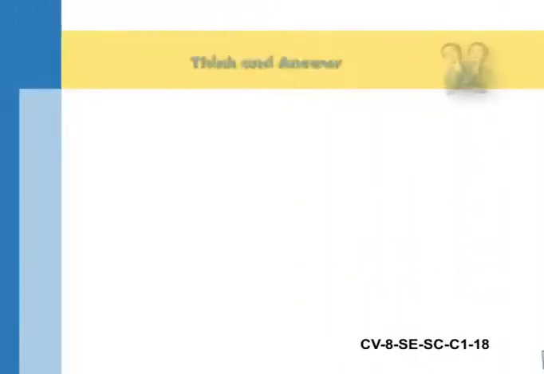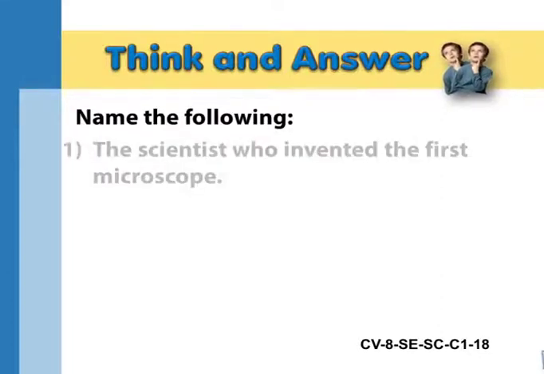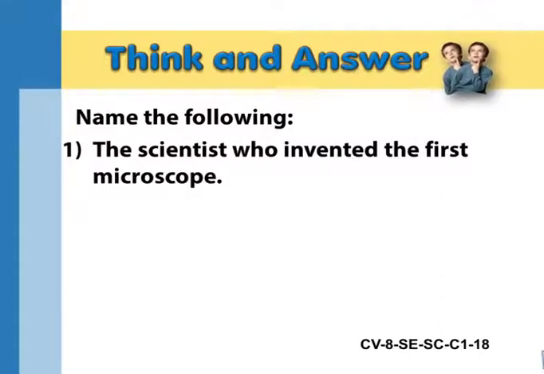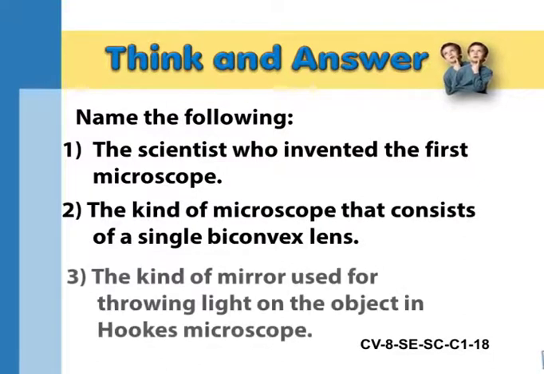Now it is the time to think and answer. Yes, here is a question. Name the following. First one, the scientist who invented the first microscope. Second question, the kind of microscope that consists of single biconvex lens. Third question, the kind of mirror used for throwing light on the object in Hooke's microscope.